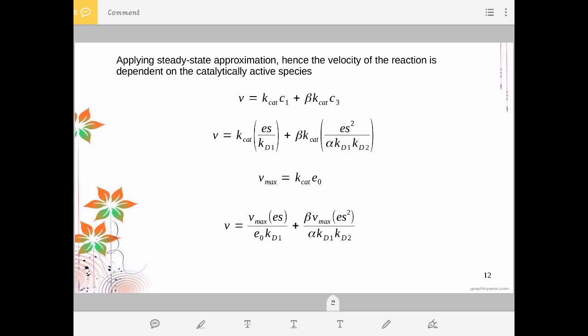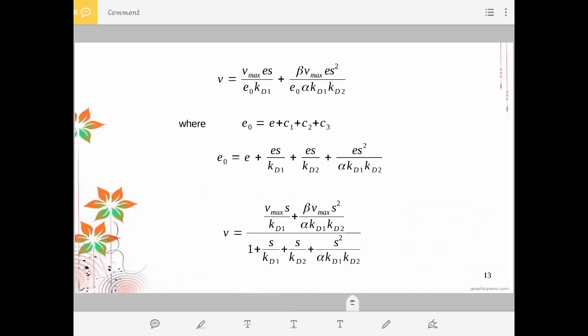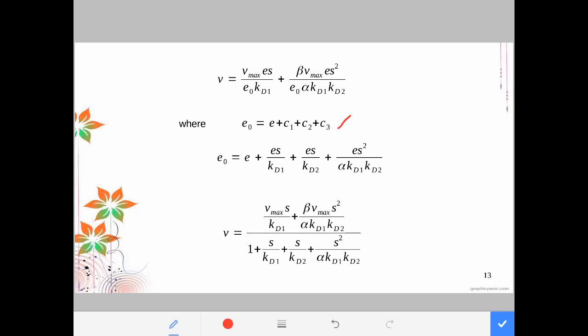Now, if we substitute them, we can remove the free enzyme E. So again, your total enzyme is equal to E plus C1 plus C2 plus C3. Substitute this into our equation. So we have a rather large equation. E0, again, C1, C2, and C3, we can re-express as enzyme and substrate. So from here, we substitute this equation for E0, and you have your velocity is equal to Vmax over S.